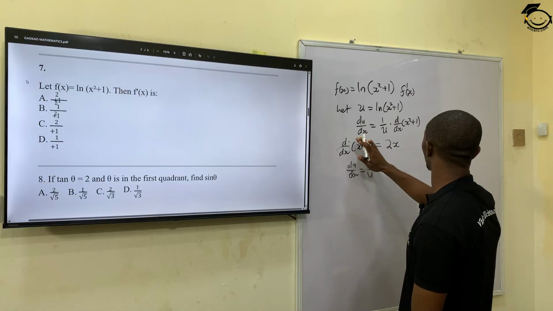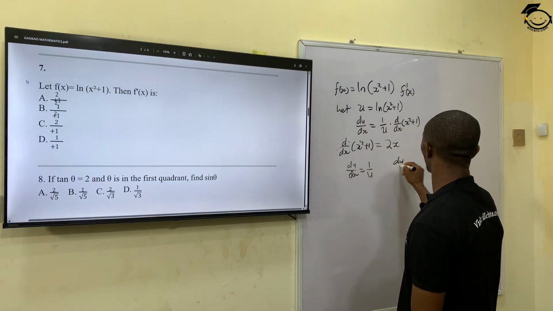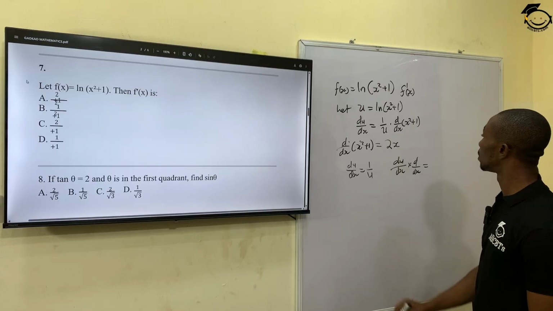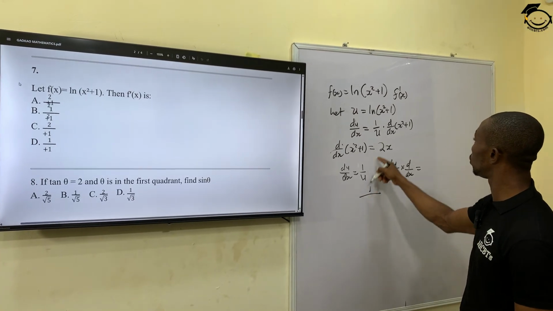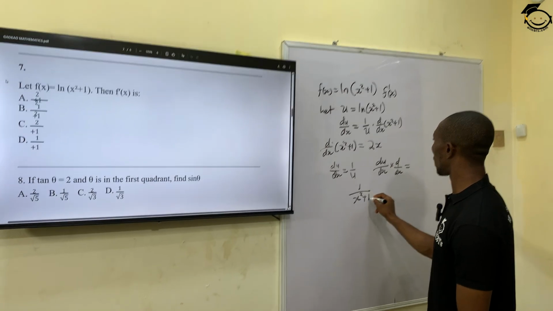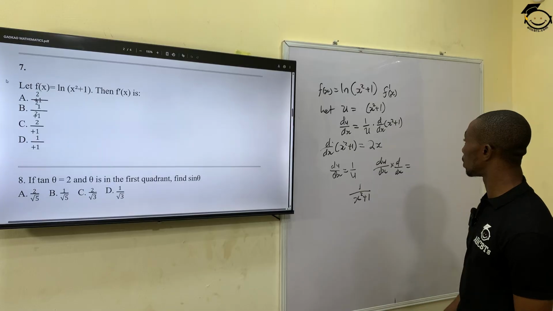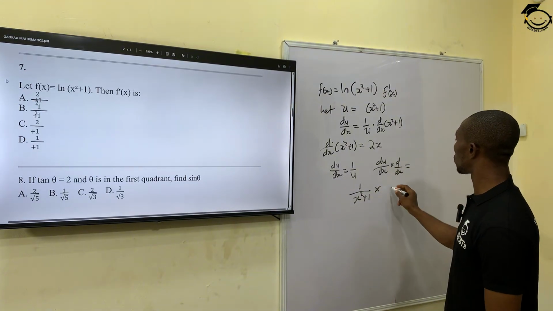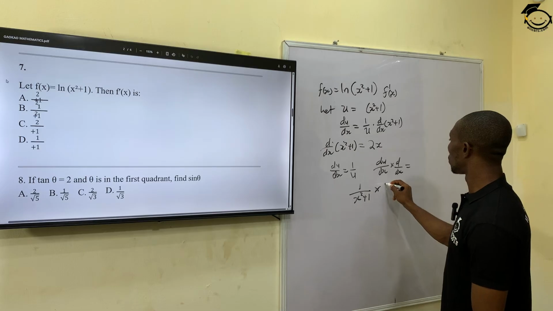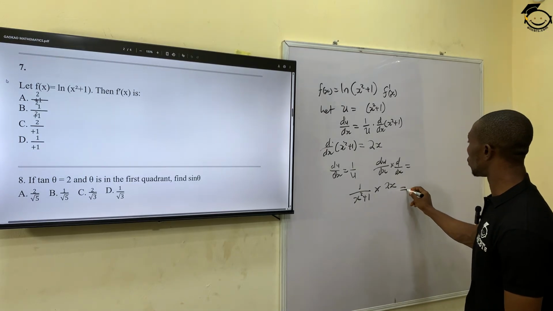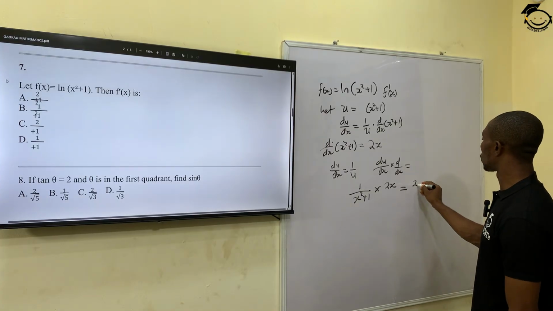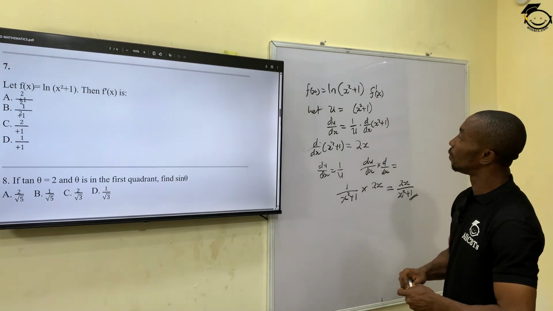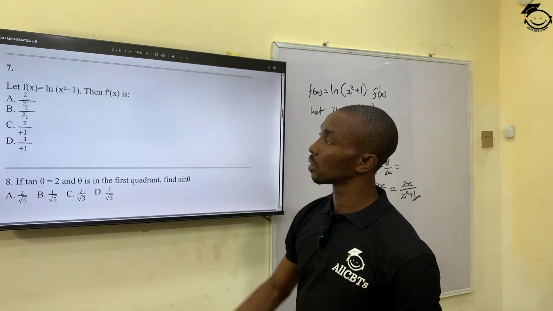Okay, so this brings us to our du dx times d dx will give us, our du dx is 1 all over u, and u is x squared plus 1, times this will give us 2x. So our answer will become 2x all over x squared plus 1 will be our answer for the derivative of our f of x.